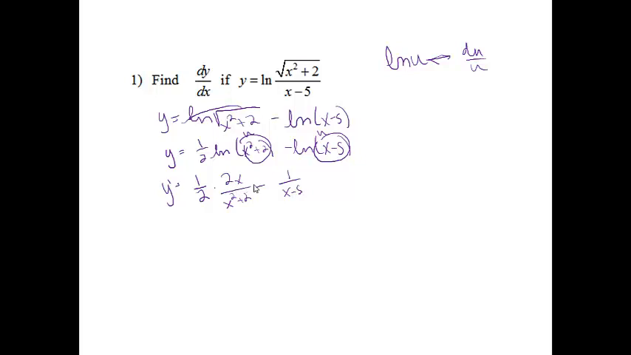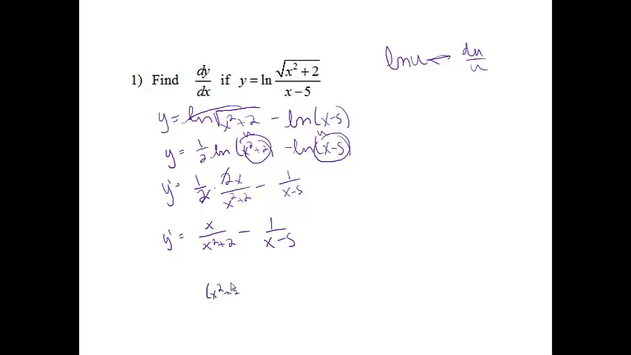I can do a little bit from here. First of all, these 2's can cancel. So my derivative will be x over x squared plus 2, and then minus 1 over x minus 5. And then I am going to go ahead and get a common denominator for these two, which would just be both of them put together.